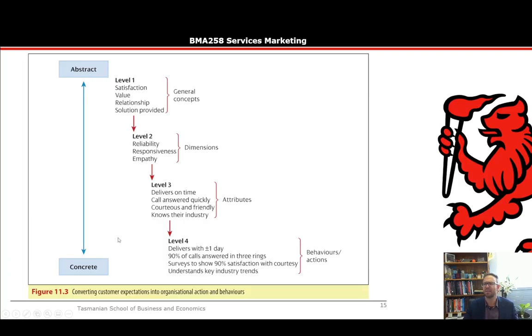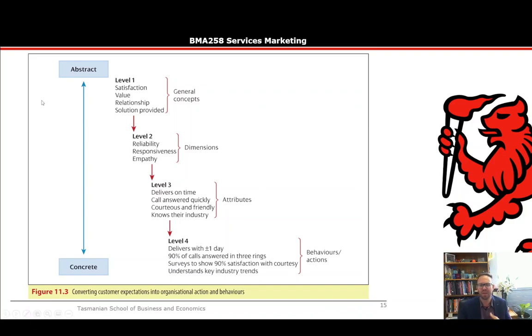All right, now let's look at these levels here. So converting customer expectations to organisational actions and behaviours. We've got abstract things and concrete things. On the abstract level, we've got things such as satisfaction. Now, we've been talking about what satisfaction is, and satisfaction is our ability to meet their expectations. But expectations are difficult to translate into, what is an expectation? It's an abstract, it's an idea, it's a concept. It's not something that's tangible.